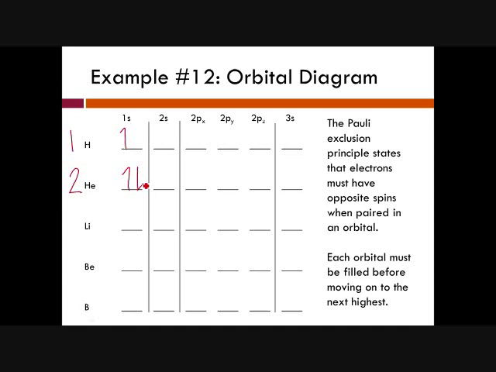Yeah. Okay. So the Pauli exclusion principle tells us that the electrons have to have opposite spins when they're paired together, and each orbital must be filled before moving on to the next highest. So that's why we put the second arrow on the 1s. Now, if we go to lithium, and that has 3, we would go 1, 2, and then the third one can go in the 2s. Okay? And then beryllium has 4, so that would be 1s2, and then 2s2, like that. My arrows look horrible. I apologize.